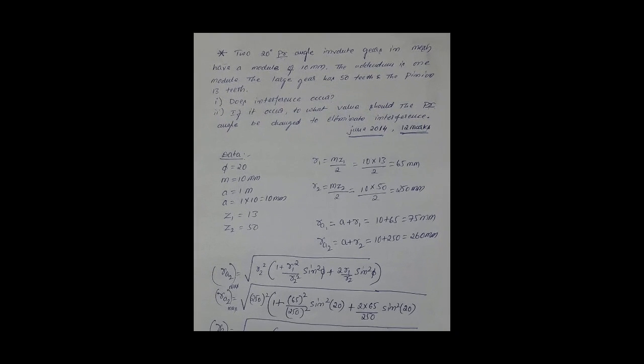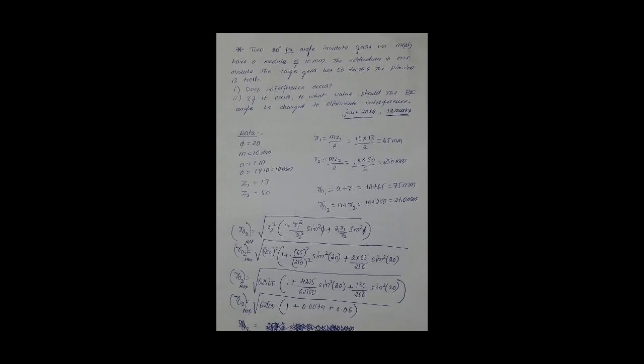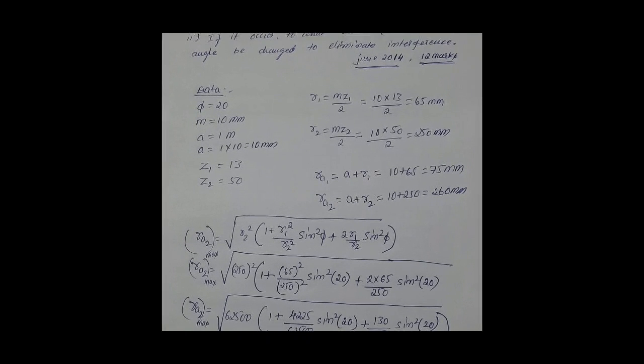While discussing the derivation also, I told you to mark the equation with a triple star: the minimum number of teeth to avoid interference. By using that formula, we found the solution for this particular problem. Hope you understood the problem we discussed.